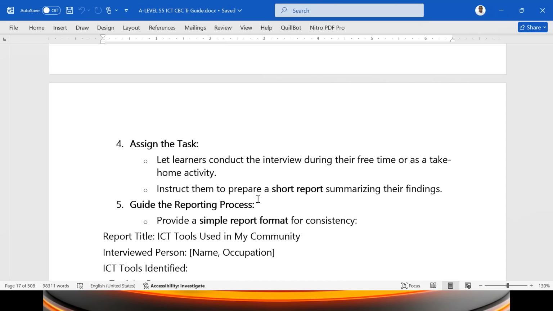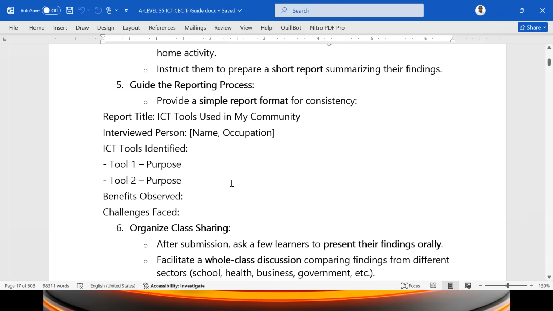Provide a sample report format for consistency. For example, here is a report format. Report title: ICT tools used in my community. Interviewed person: write the name and the occupation. ICT tools identified: ICT tool 1, purpose; ICT tool 2, purpose. Benefits observed, write them.